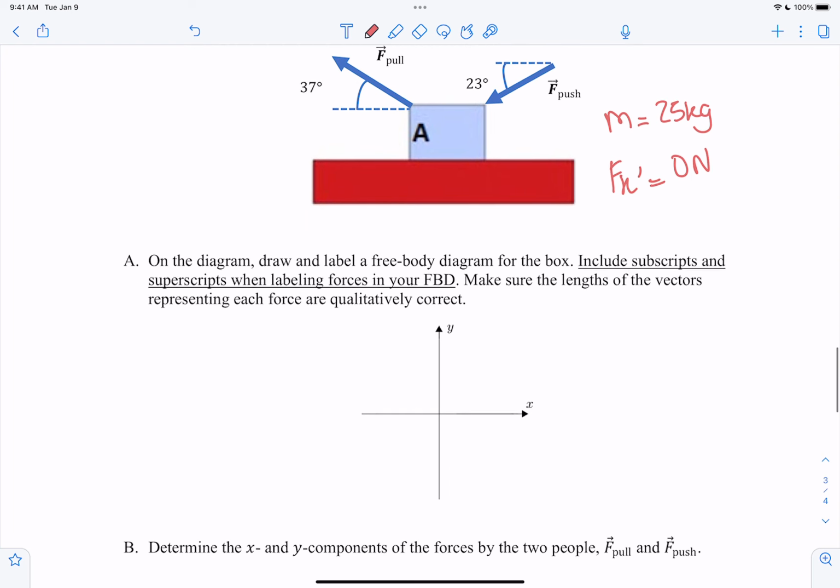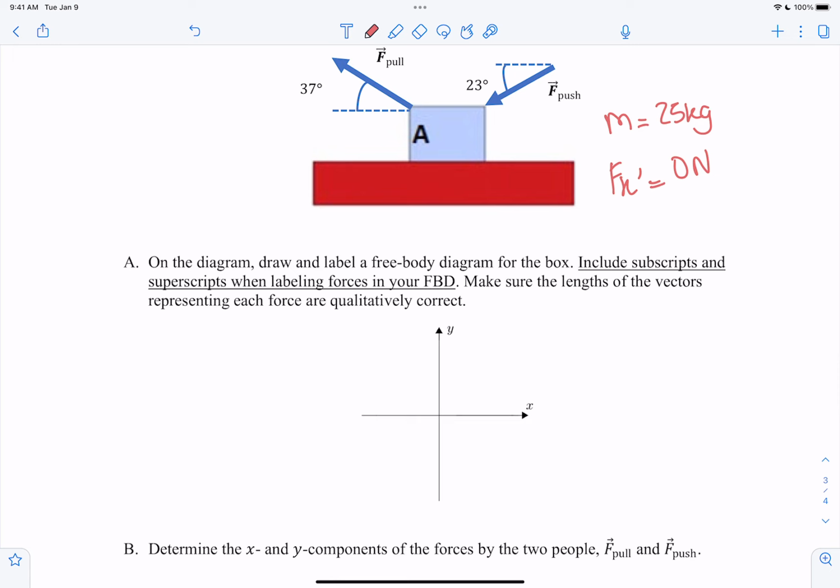And now for part A, we want to draw a free body diagram including all of these forces. So, we already have our F pull and F push forces. Those are indicated already, right? What other forces are acting on the box?